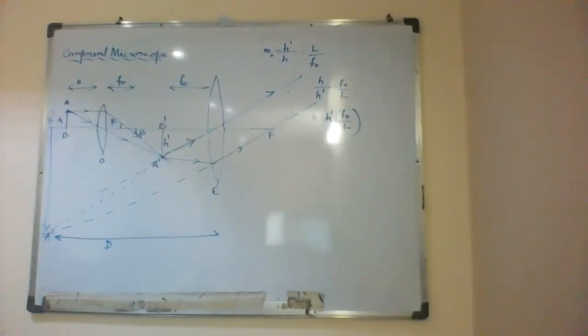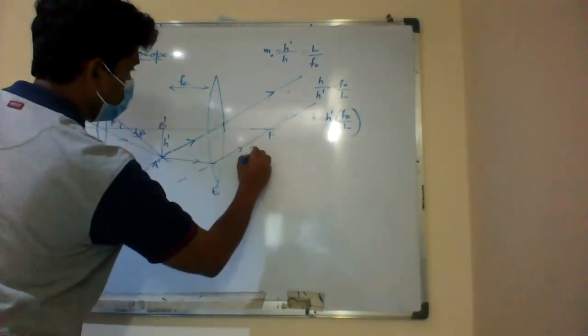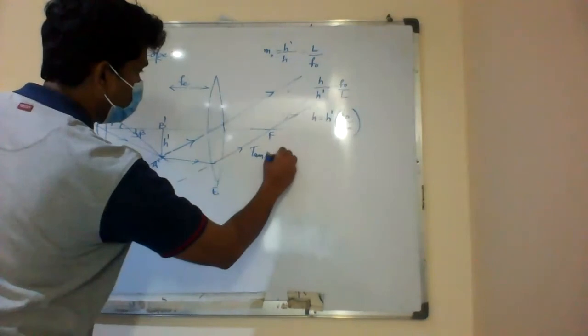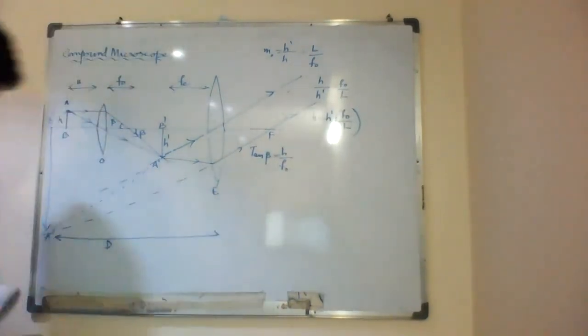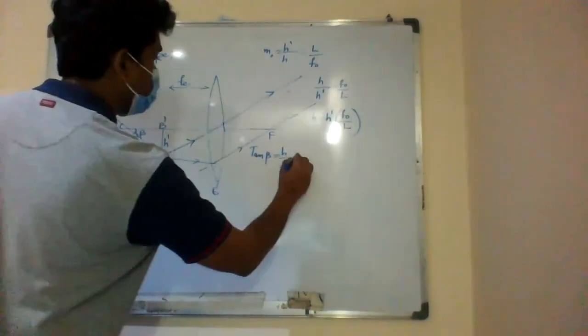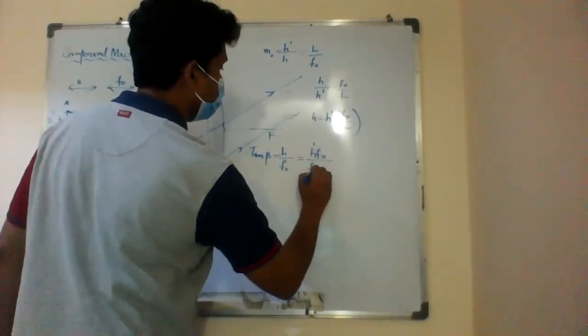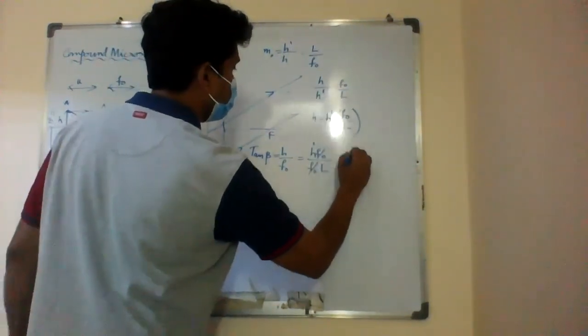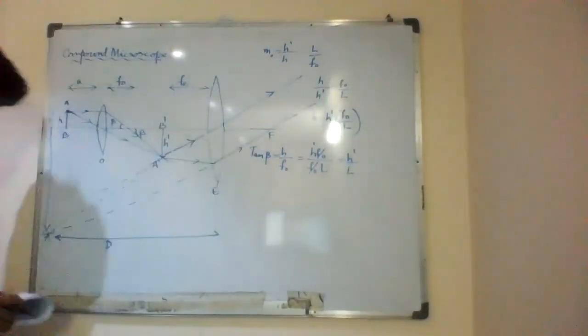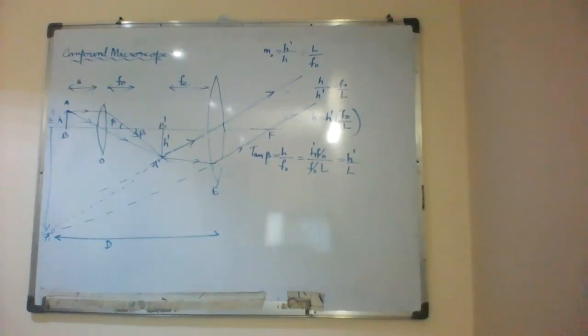Now tan beta, here it is beta. What is the formula? Tan beta is equal to opposite side by adjacent side. So what is H? H is equal to H dash into FO by FO into L. This and this will go away. H dash by L is the answer. So this is for the objective. We are done with the objective.